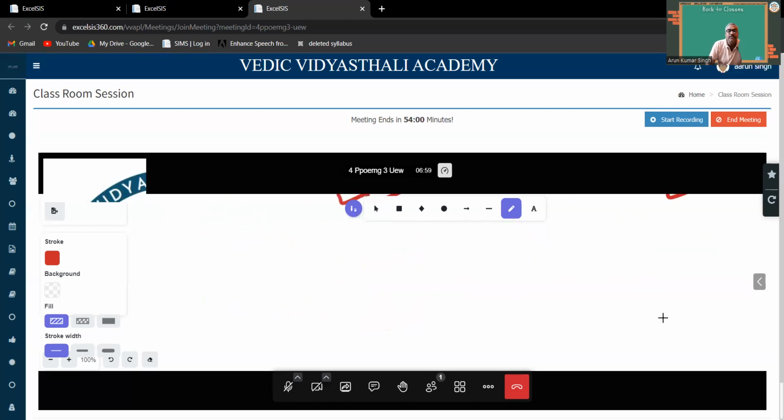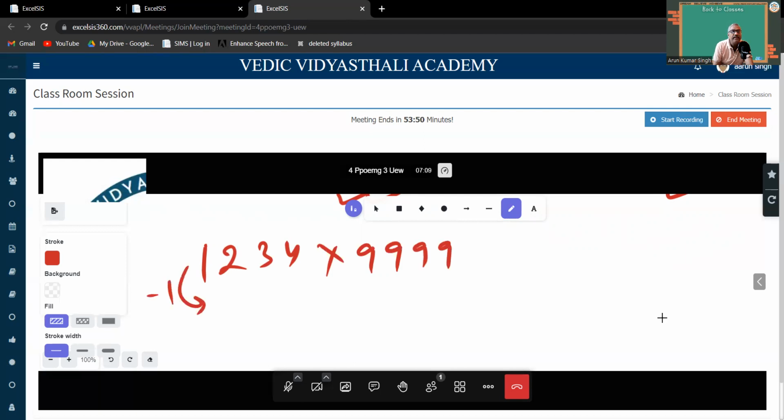Let's see some numbers of 4 digits. Suppose here 1234 into 4 times 9 is there. How easily we can find the answer. Minus 1, so it is 1233. So 9 minus 1 is 8, 9 minus 2 is 7, 9 minus 3 is 6, 9 minus 3 is 6. And this is my answer.